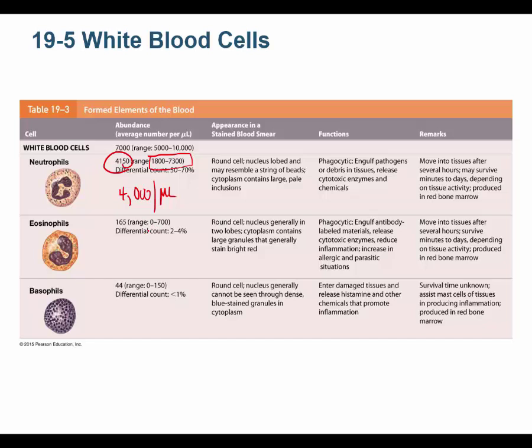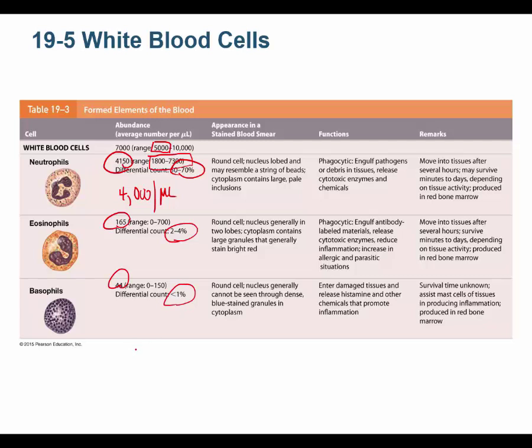Well, there's only 5,000 white blood cells per microliter of blood. So that means that 80% of all your white blood cells are neutrophils, and actually it's close to what this range is. See, I'm not using the entire ranges, I'm just picking one number. So most of your white blood cells are segs, neutrophils. Eosinophils, the absolute count could be, like I say, 165 per microliter, and that is about 2 to 4%. The basophil, the absolute count is 44 per microliter, and that's less than 1%.